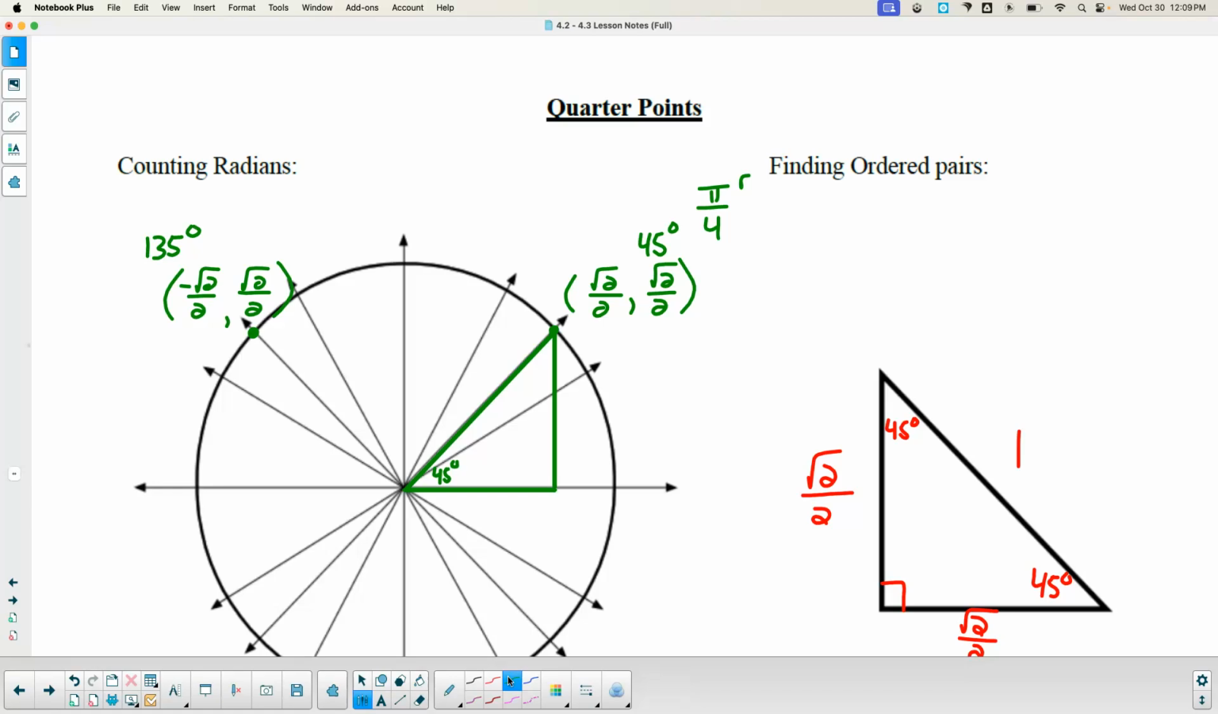We went pi over 4 to get to here. We went another pi over 4, got me to pi over 2. Pi over 4 plus pi over 4 is 2 pi over 4. That's me to there. Went one more pi over 4, gets me to what? 3 pi over 4.